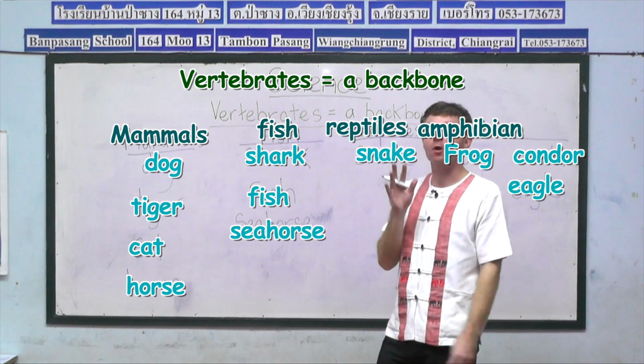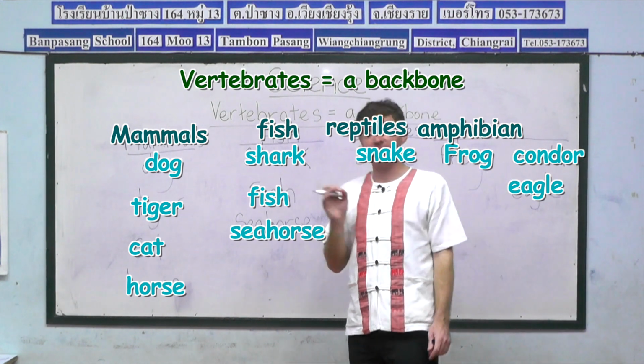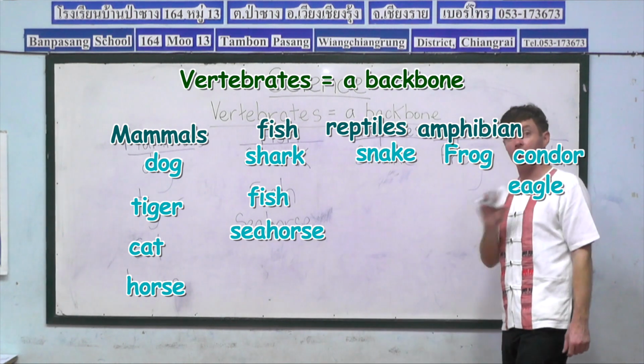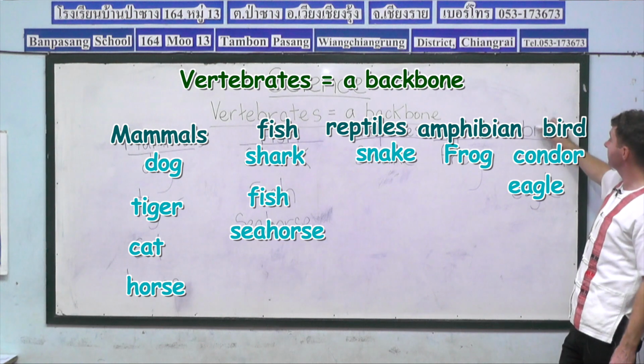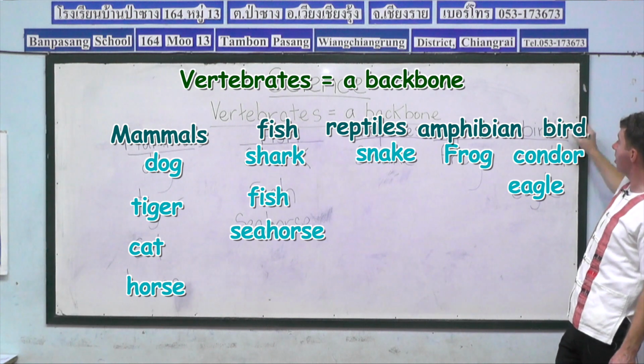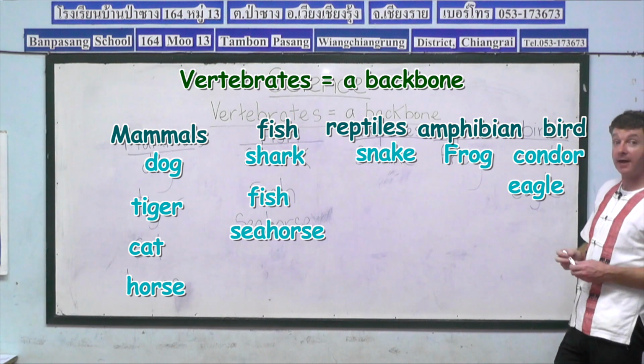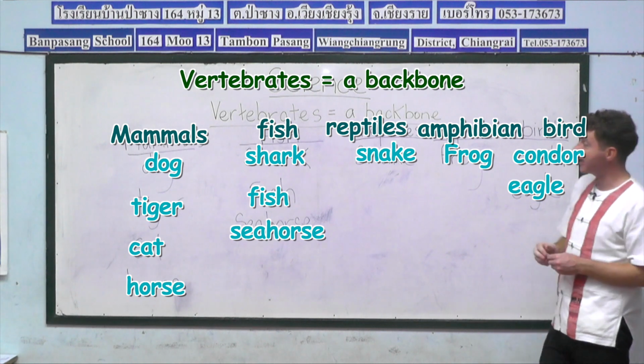And then our final category, birds. Yes, birds are our fifth category of vertebrates. Every bird on the planet has a backbone. So therefore, every bird, B-I-R-D. Okay, so that was a brief recap exercise.